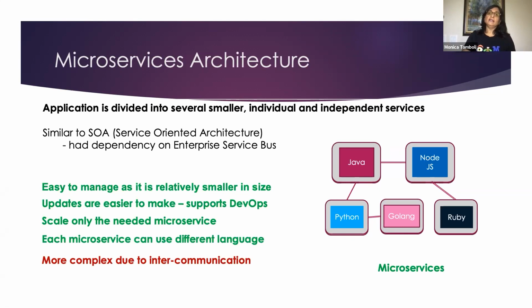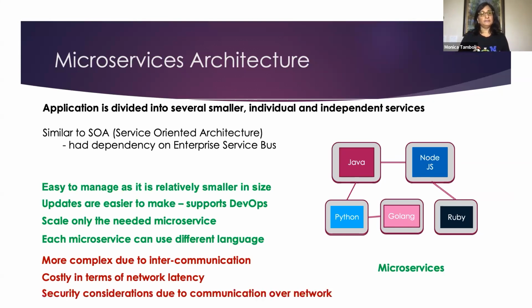So yes, there are a lot of advantages of having this architecture, but it comes with its own shortcomings or challenges. One of them is complex intercommunication between these services. Now they could be on different networks. So there could be more network slowdowns. What if the network is not reliable? And also, having communication over a network, HTTP calls, you need to be more aware of security considerations.